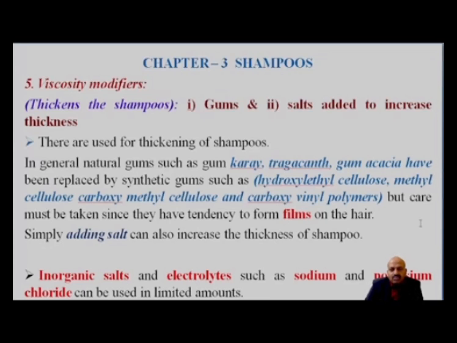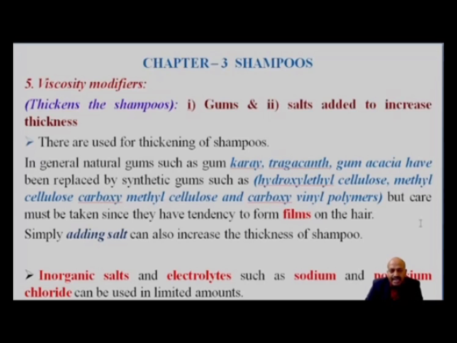Fifth one is viscosity modifiers. Viscosity modifiers means the shampoo quality and its quantity also depend upon the thickness or viscosity of the shampoo. So viscosity modifiers are those which thicken the shampoo, making the shampoo become thick. So examples, gums and salts are also added to increase the thickness of the shampoo. They are used for thickening of shampoos.